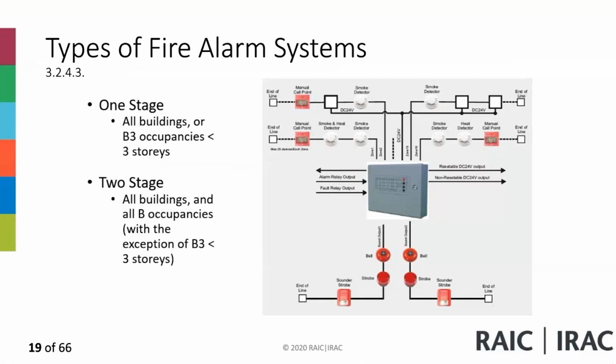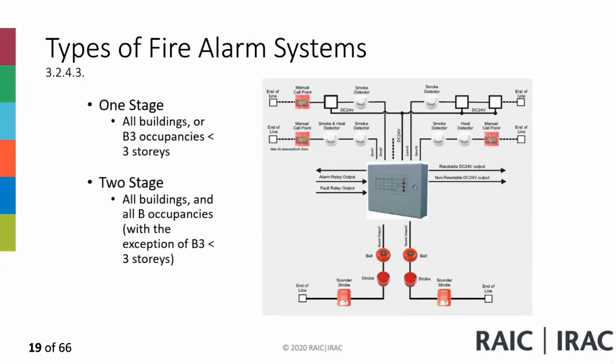So we've got 2 different types of fire alarm systems, and the code addresses both types in 3.2.4.3. We've got a single stage fire alarm and a 2-stage fire alarm. Basically, a single stage fire alarm is required in group F1 occupancy. So once you activate the fire alarm, it sounds the alarm for the whole building.